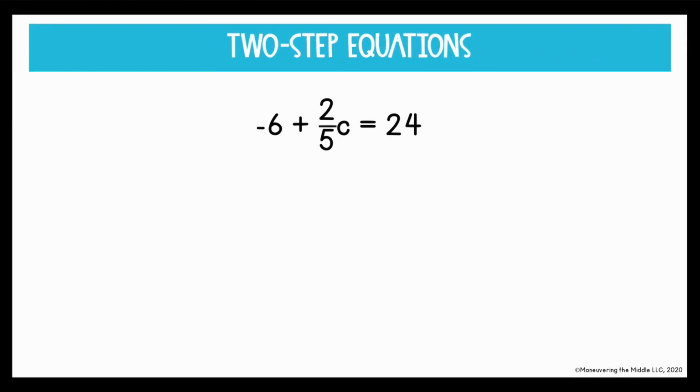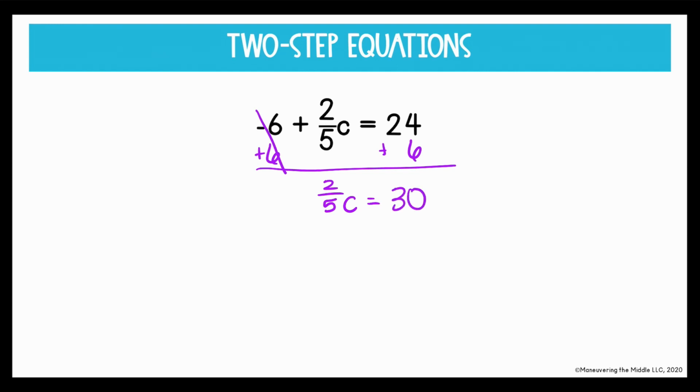Let's try this one. -6 plus 2/5 c equals 24. So remember that first we're going to remove the constant, and that's my -6. Well, to undo -6, or the inverse, would be adding 6, positive 6. It will cancel from the left, leaving me with 2/5 c. And then on the right, that gives us 30.